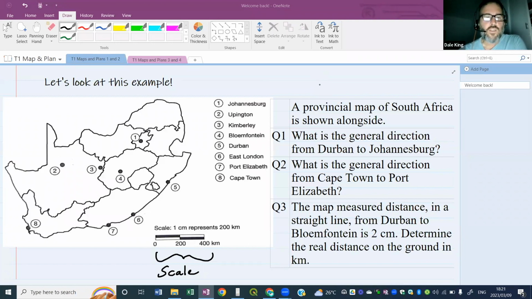All right, so this scale is for the map. And if there's a scale usually on a map, they're going to ask you questions with distance. Now I haven't got a compass here, so I'm going to draw one in. I'm going to put an arrow there, and I'm going to say straight up is north.